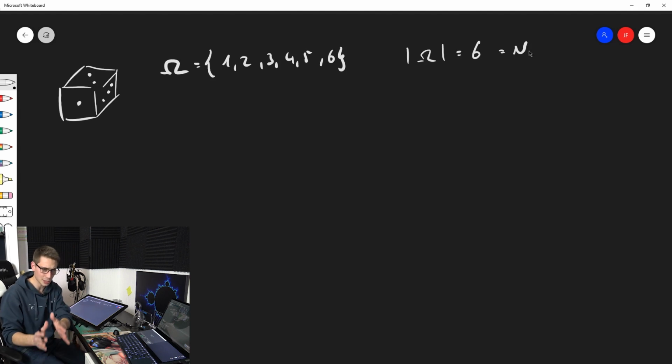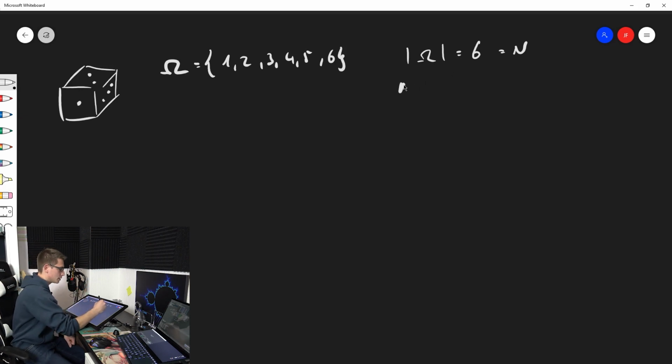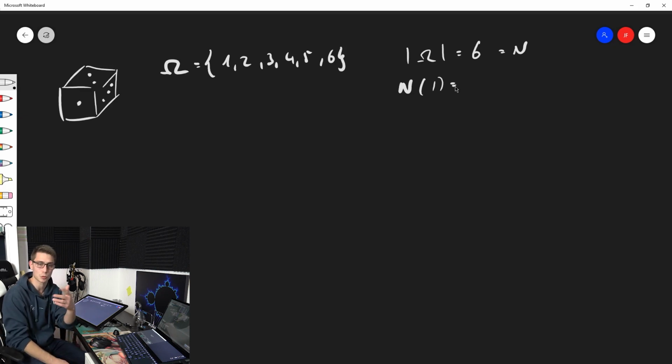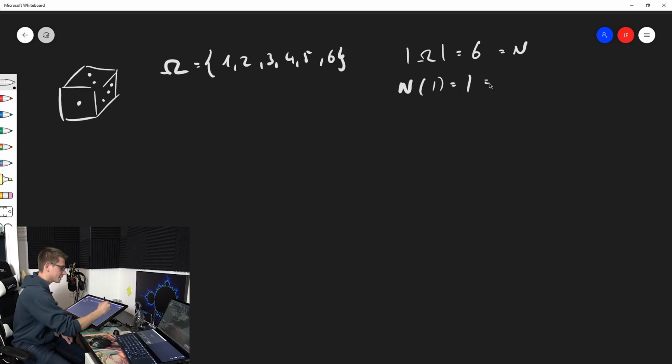Okay, this is the total number of outcomes in our system. Now, we could also count how often each of the outcomes occurs in our set. If we have a die, then each and every side only occurs once. Meaning, the number of possibilities to roll the number 1 is 1. That's the same as the number of possibilities to roll the 2, and the same as the number of possibilities to roll 3, etc., up until n of 6.